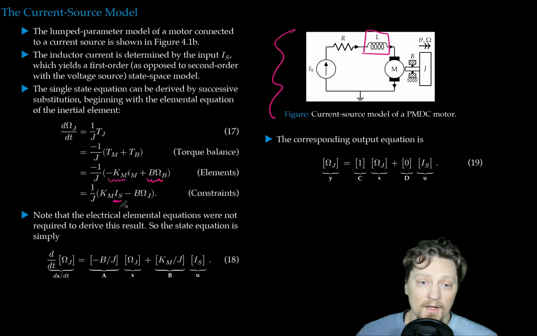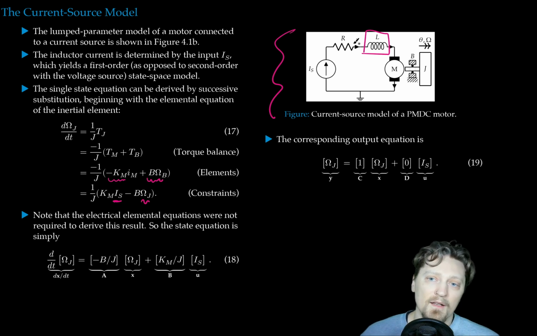So we can substitute in Is for Im and omega b, because we only have one angular velocity on the mechanical side, is equal to omega j, which is going to be our one state variable. Note that the electrical element equations were not required to derive this result. They didn't even enter into the equations once. So the state equation is simply given here.